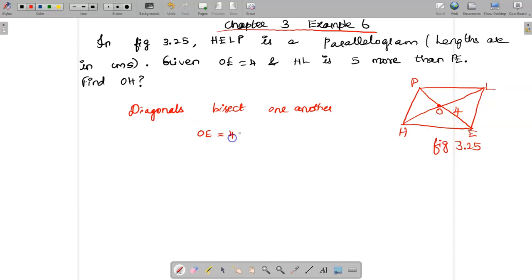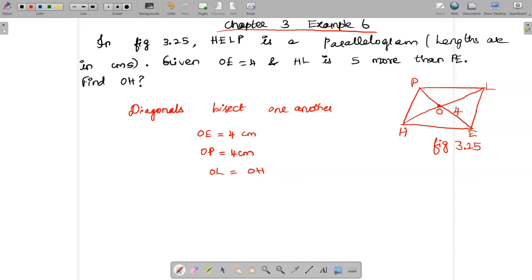With this knowledge we can say that they have already given OE is equal to 4, which is measured in centimeters. Since HL is cutting PE such that it divides this diagonal into equal parts, definitely OP is also 4 centimeters. So this length will be equal to this length. Similarly, OH is equal to OL. Both are the same, but we need to find out what OL and OH are.